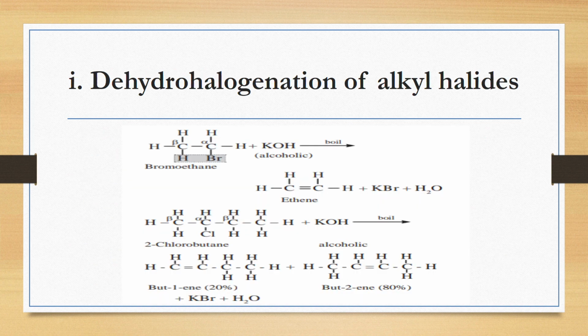Here is the example of bromoethane. Bromine is attached to this carbon, so the carbon is called alpha carbon. The adjacent one will become beta carbon. So beta carbon will eliminate hydrogen, alpha carbon will eliminate halogen, and thus the reaction becomes dehydrohalogenation. In presence of alcoholic KOH or NaOH, the reaction will take place on boiling.